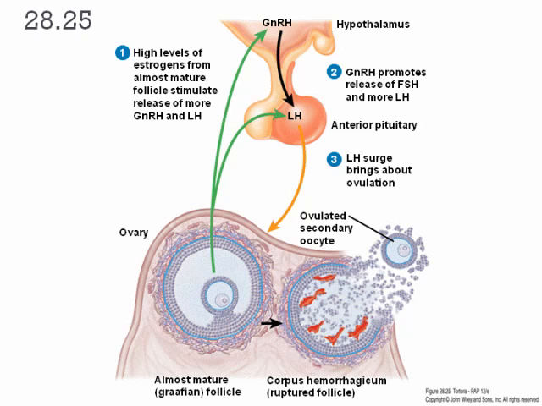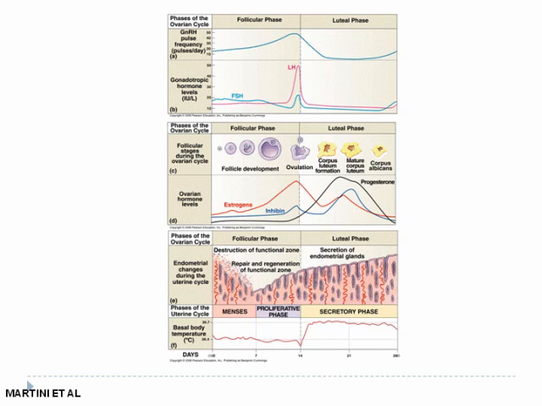This is a figure that's just showing that this LH surge brings about ovulation, and we can see that this ovulated oocyte has this corona radiata around it. So this really emphasizes that LH surge initiates that ovulation piece.